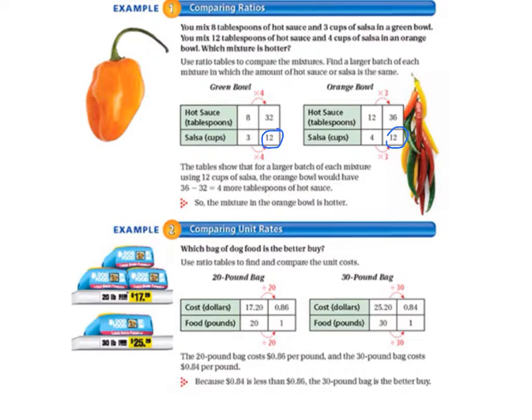So the tables show that for a larger batch of each mixture using 12 cups of salsa, the orange bowl would have 4 more tablespoons of hot sauce. So the mixture in the orange bowl is hotter.